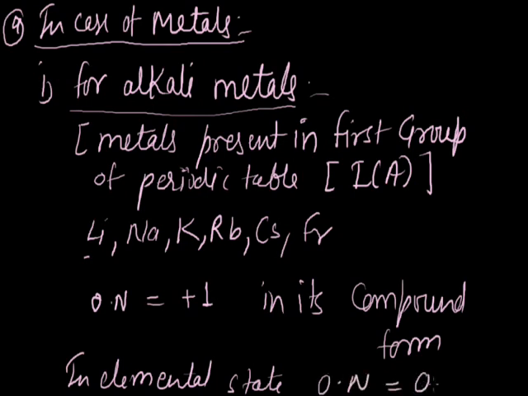So we can say that in elemental state or in free state, the oxidation number of an alkali metal is equal to 0, but in its compound state it always has a +1 charge. So we can say that the oxidation number in case of its compounds is equal to +1.